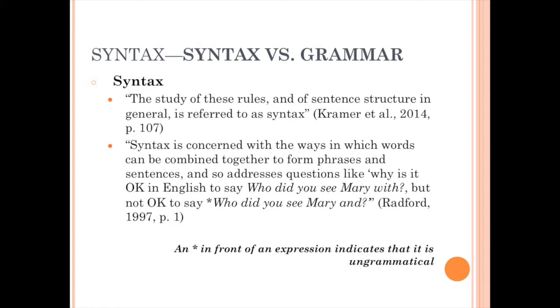Syntax, on the other hand, refers to the study of these rules and of sentence structure in general. It isn't concerned as much with morphology as it is with the ways in which the words can be combined together to form phrases and sentences. Syntax addresses questions like, why is it okay in English to say, "Who did you see Mary with?" but not okay to say, "Who did you see Mary and?"